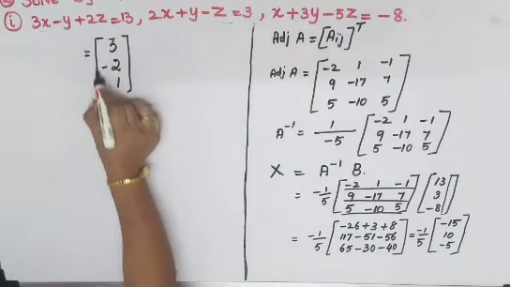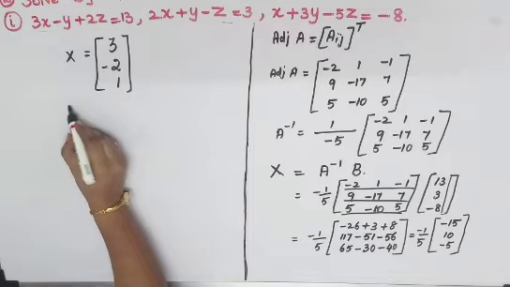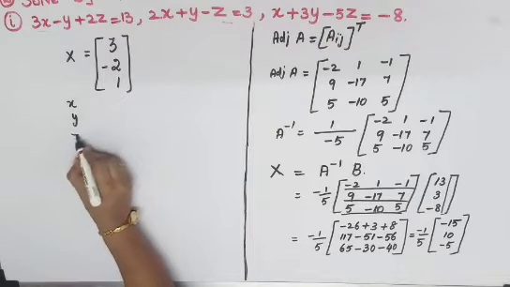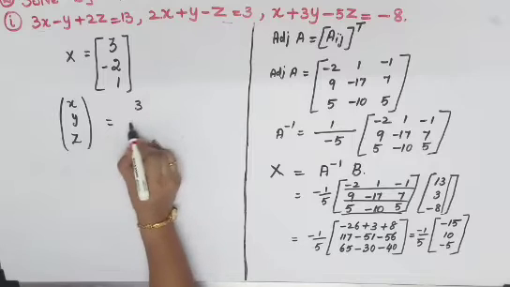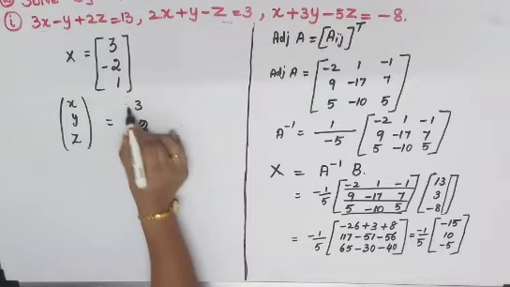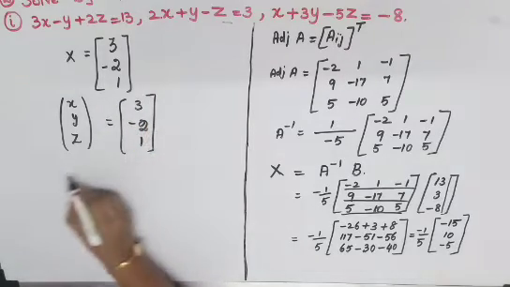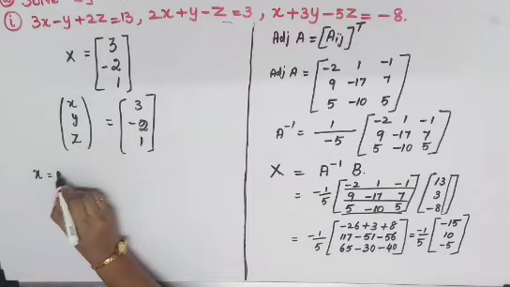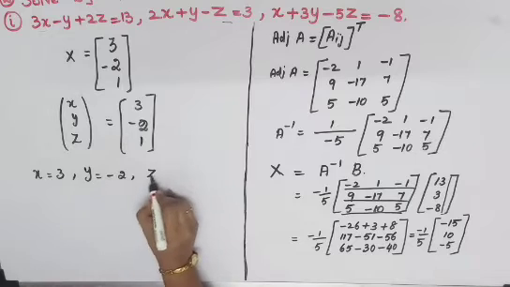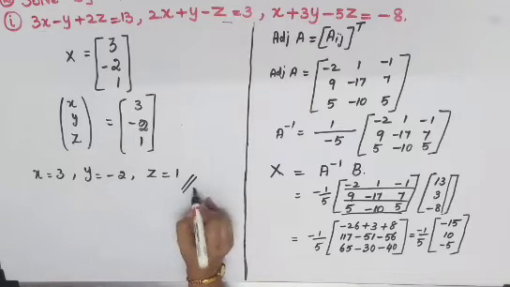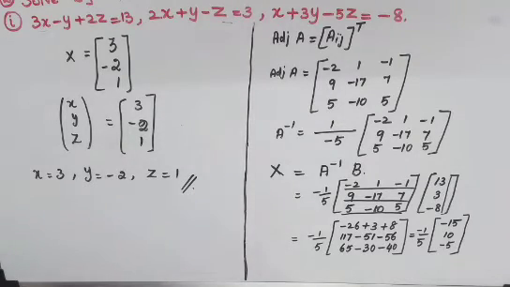So this is nothing but your capital X, that is x, y, z is equal to, this answer is 3, minus 2, 1. So therefore the answers you can declare, x is equal to 3, y is equal to minus 2, z is equal to 1. So this is the answer for your second question, first subdivision.